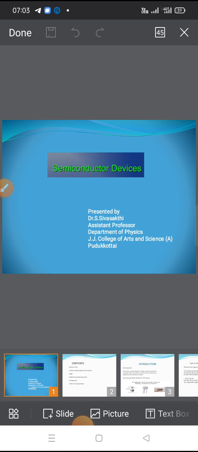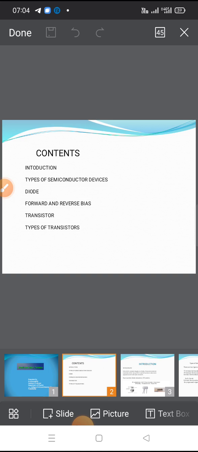In this presentation, we have to discuss semiconductor electronic devices in modern society. These are the contents of this presentation: Introduction, types of semiconductor devices, diode, forward bias and reverse bias, transistor, types of transistors.